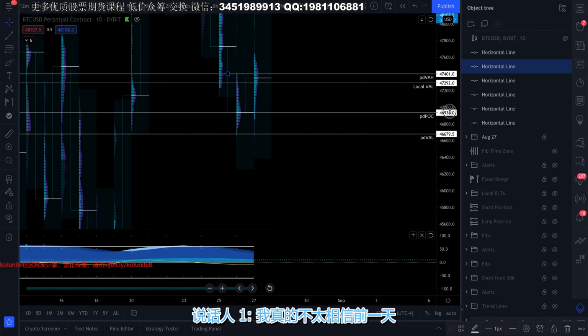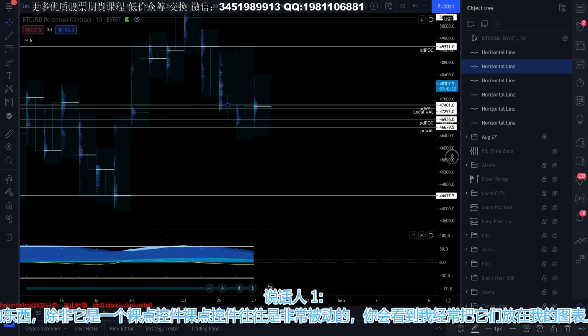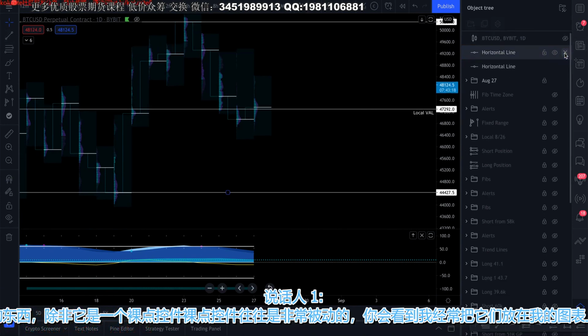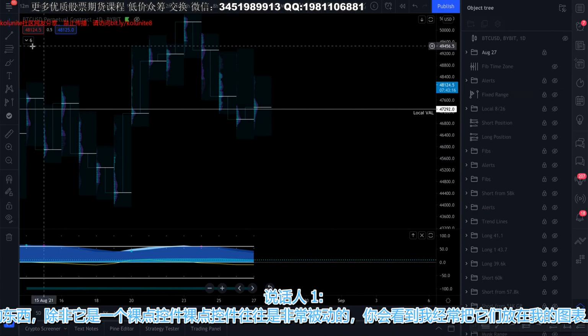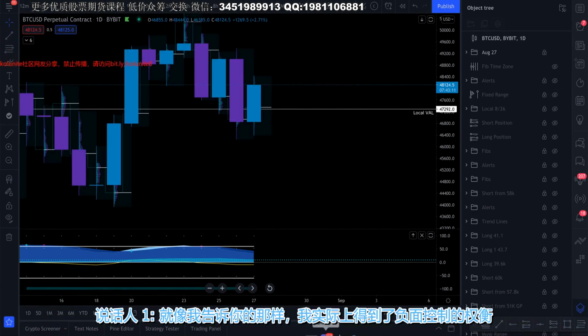I don't really give much credence to the previous day point of control and stuff like that unless it's a naked point of control. The naked points of control tend to be very reactive, and you'll see I put them on my chart a lot. So the other day, I actually got a trade off of a naked point of control, like I told you.